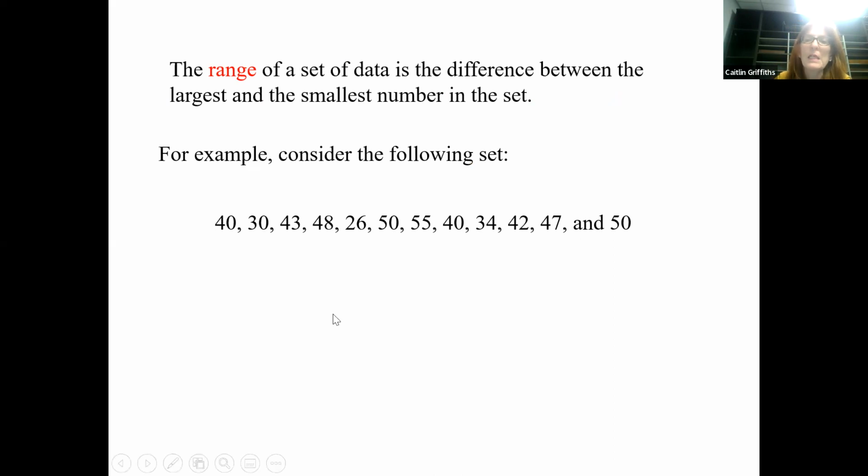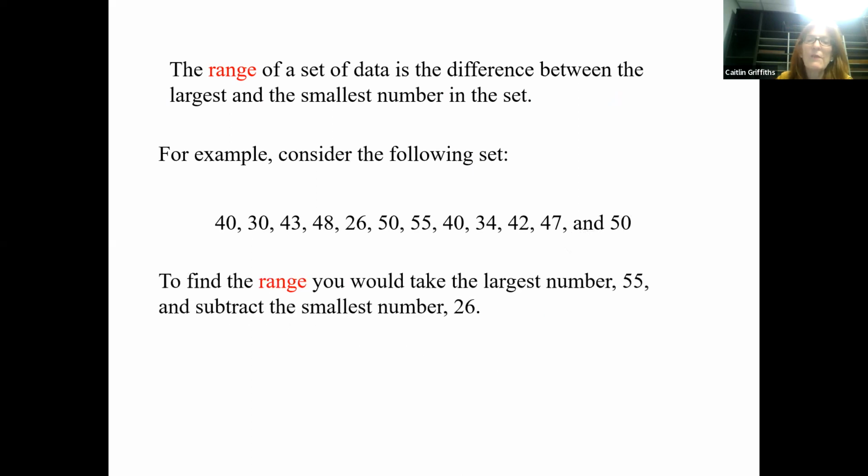For example, consider these numbers, and they're all over the place. To find the range, you would take the largest number, 55, and subtract the smallest number. Now, some students would put these numbers in order first, even though you're not looking for the median in this particular problem. It's helpful to some students if they put their numbers in order anyway, so that they can see the smallest number and the largest number, and then subtract the smallest from the largest. In this case, the range, 55 minus 26, is 29.